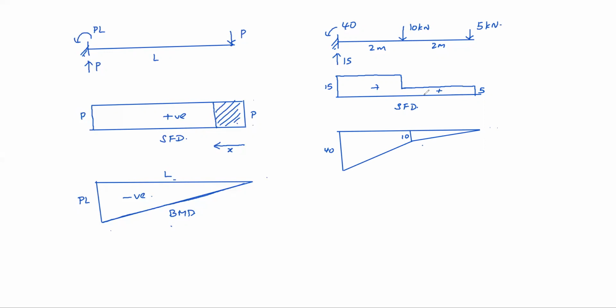So you can see this area. What is this area? You check it: 5 into 2, 10. That's why here 10. From here onwards, the area of this is 15 into 2, 30. That's why 10 plus 30, here 40. You can check it. The addition of area: this is 30, this is 10. So from A to C, the area added is 15 into 2, that's why 30 is added. Like that, you can very easily understand bending moment diagrams.